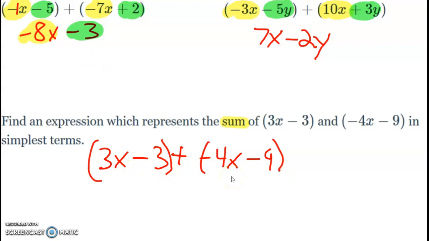But now we got 3x minus 3 plus negative 4x minus 9. We'll find the like terms, 3x and negative 4x. These are like terms, different signs, find the difference, subtract, and you get negative 1x. And you don't have to put the 1 here, but it doesn't hurt if you do. And then negative 3 and negative 9, same sign, find the sum. Add those together, you get negative 12.